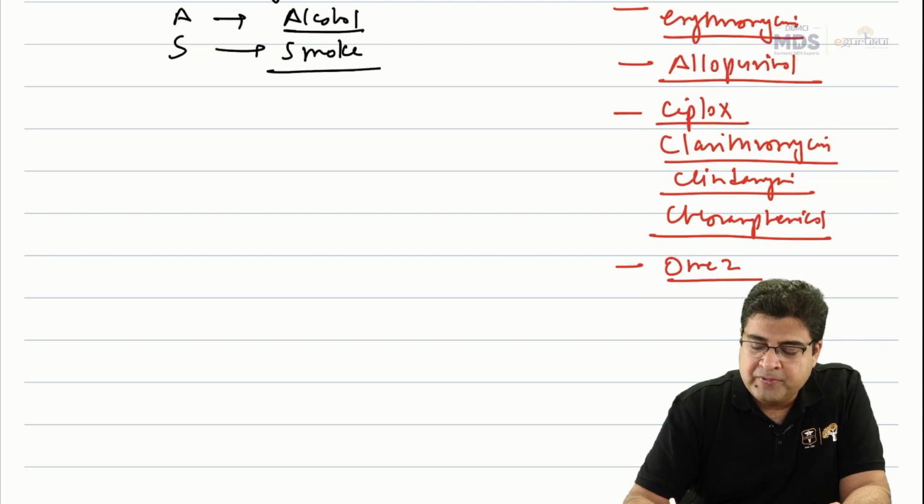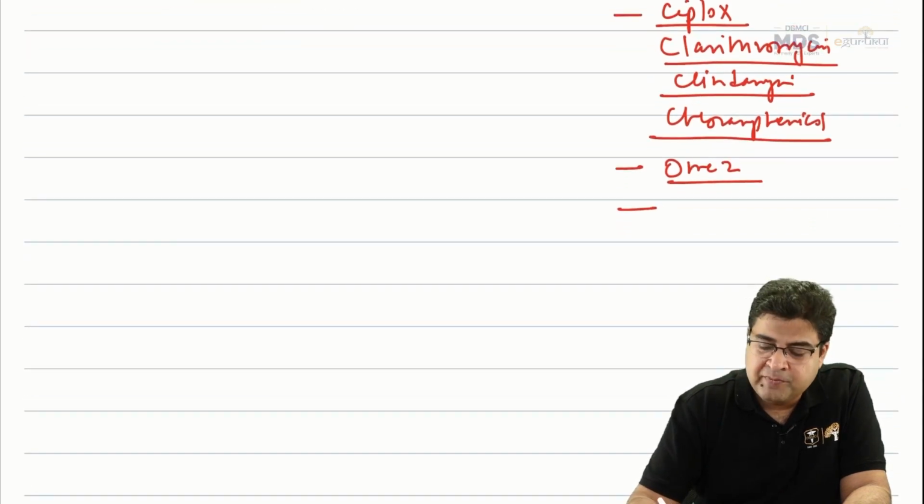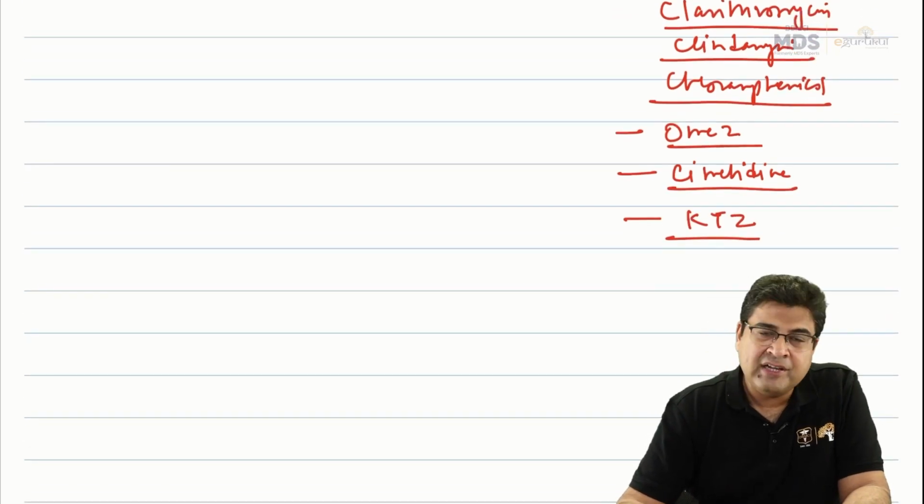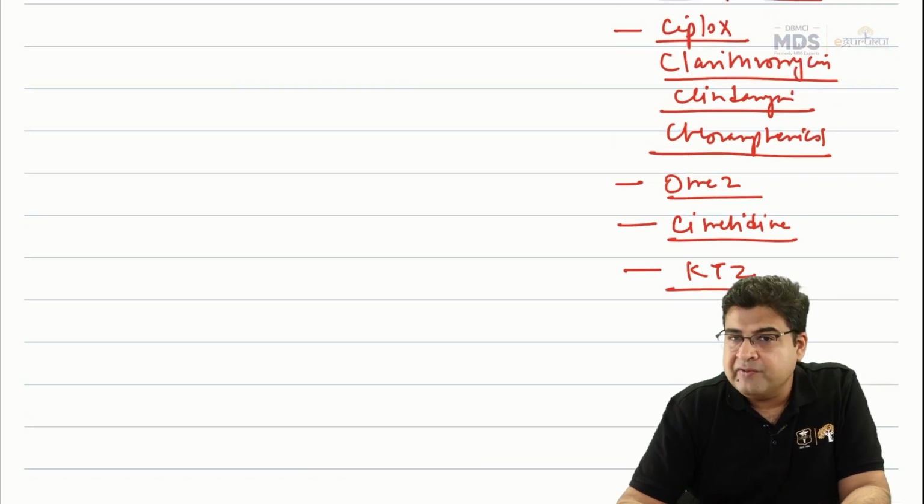Now we have omeprazole. Omeprazole is also a liver enzyme inhibitor. We have a medicine, cimetidine. Cimetidine is also a liver enzyme inhibitor, and we have a drug, ketoconazole. So ketoconazole, cimetidine, omeprazole, these medicines are liver enzyme inhibitors.